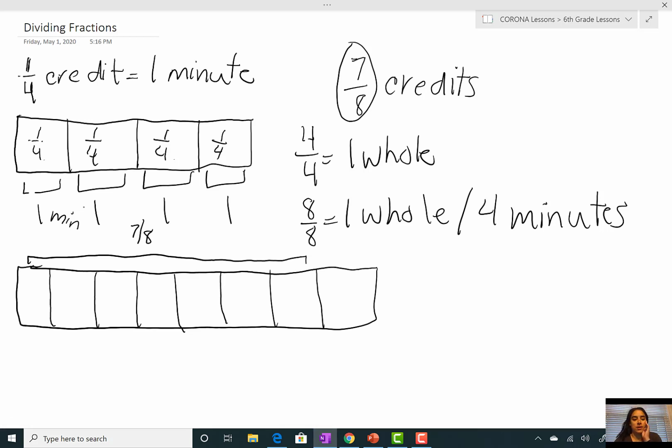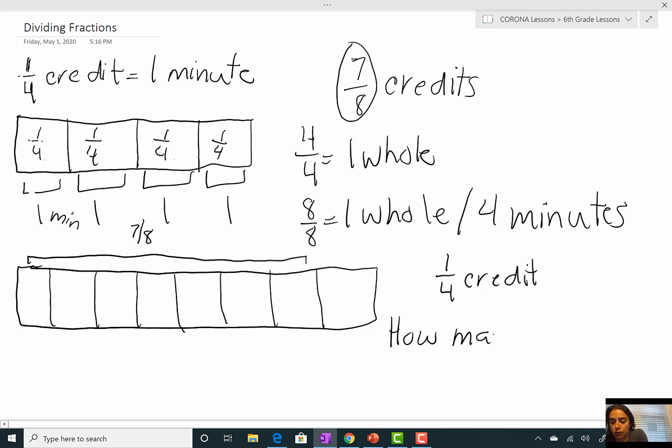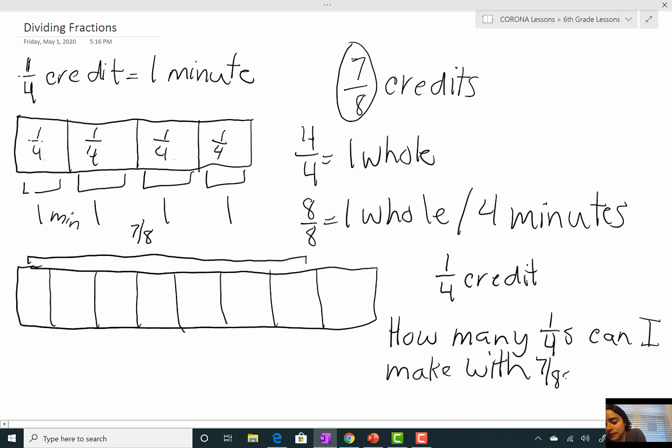Okay, so let's think about this for a second. A fourth of a credit. How does that relate to eighths? So I'm asking myself, how many groups or how many 1/4 can fit inside of 7/8? Or how many 1/4 can I make with 7/8?